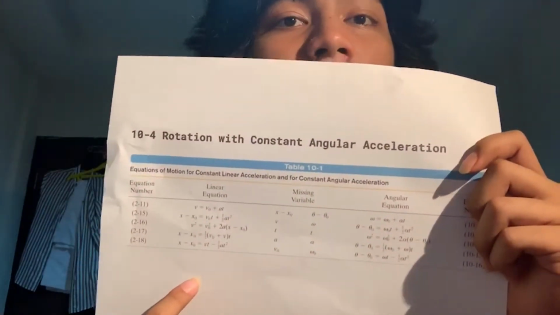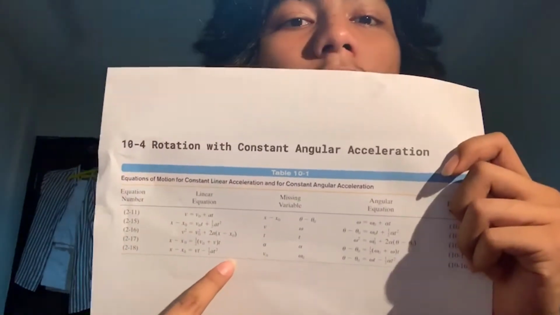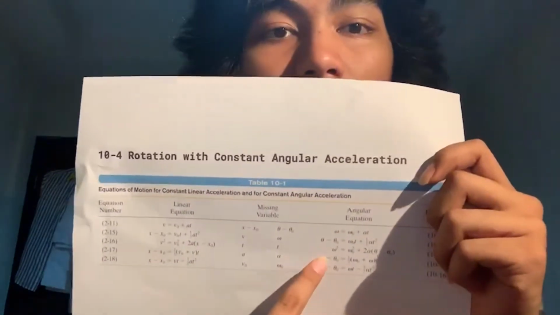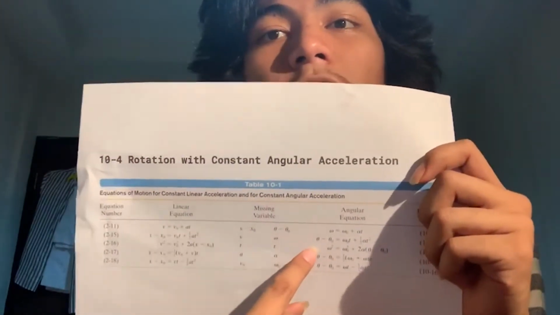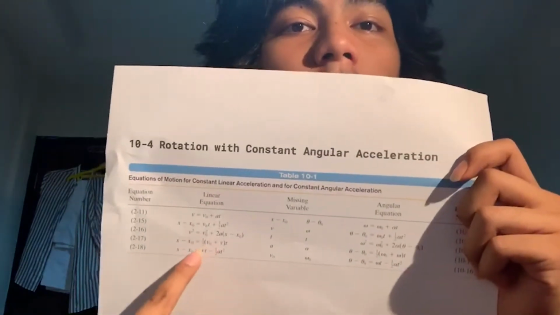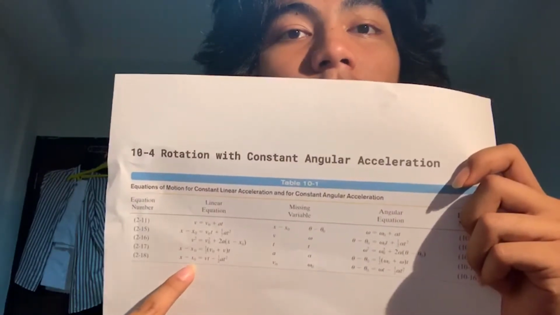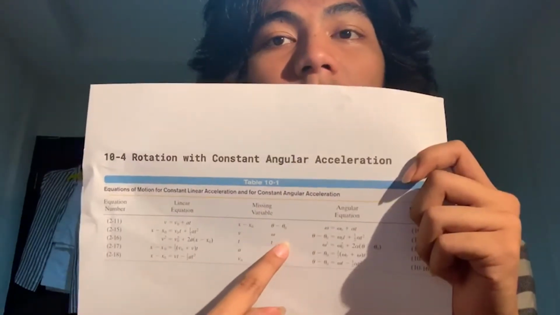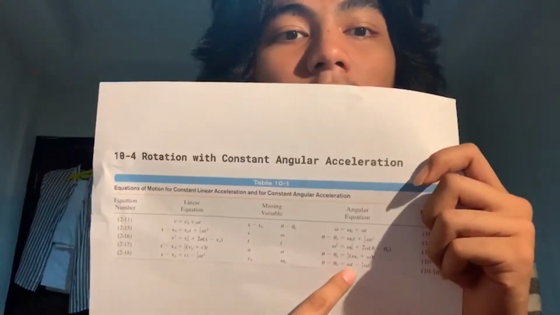The third one is v to the power of 2 equals v0 to the power of 2 plus 2a times x minus x0. In the angular equation, omega to the power of 2 equals omega 0 to the power of 2 plus 2 alpha times theta minus theta 0. The fourth one is x minus x0 equals half times v0 plus v times t. In the angular equation, theta minus theta 0 equals half times omega 0 plus omega times t.